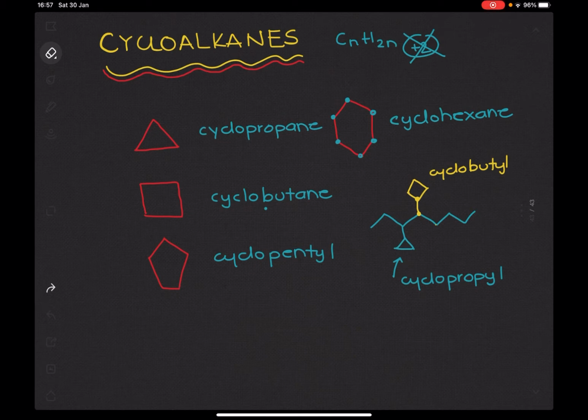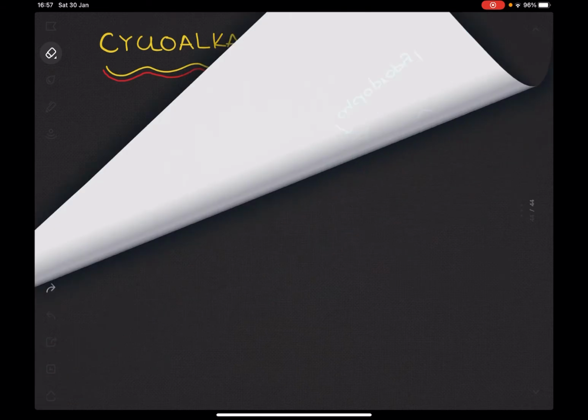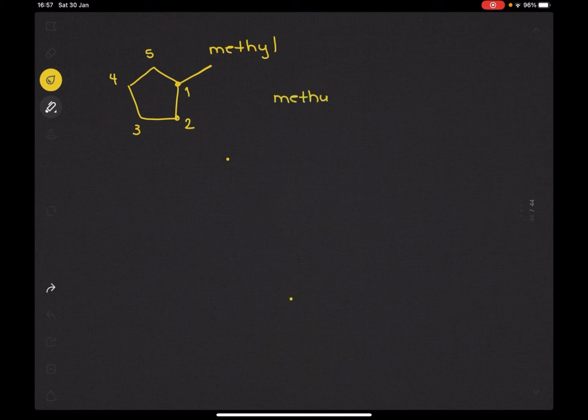So let's see what is our first rule for cycloalkanes. The first one is that if we only have one substituent, the name of it would be the name of the substituent. In this case, this is a methyl. This is a cyclo 1, 2, 3, 4, 5. So the name of this would be methylcyclopentane. There is no need to number the substituent because we only have one.